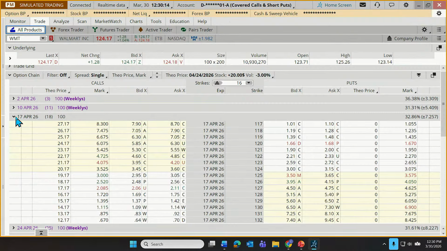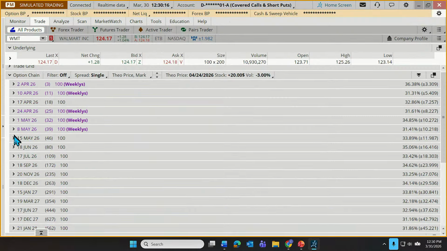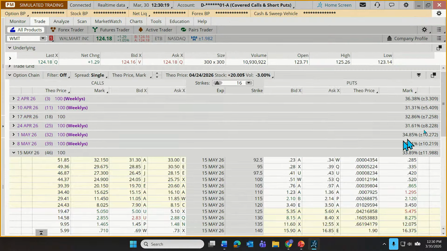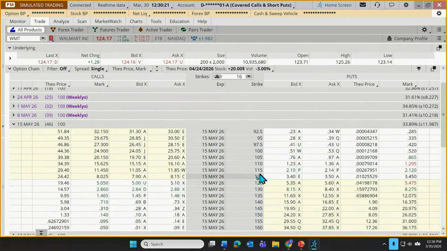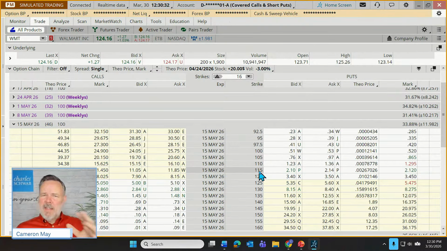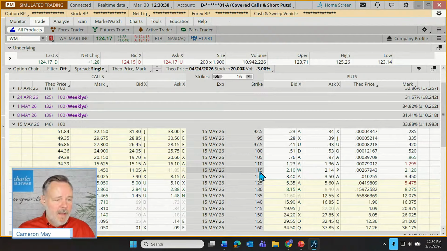Now, had I gone out to May, that's going to offer more premium. But actually, we don't even have a 118 strike to select if we wanted it. We might have to go to that 120. Could go down to maybe 115. That'll give us more wiggle room on the price, but maybe the trader isn't looking for wiggle room. They're looking for potential assignment here.